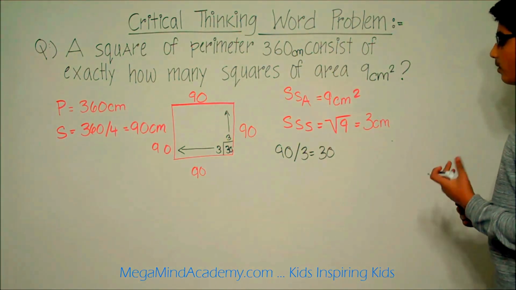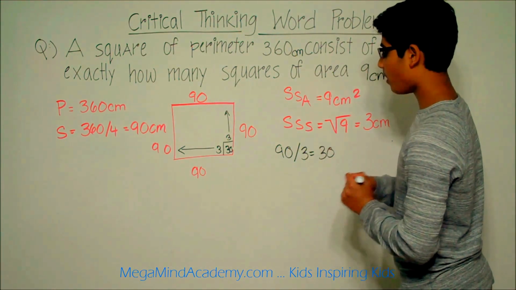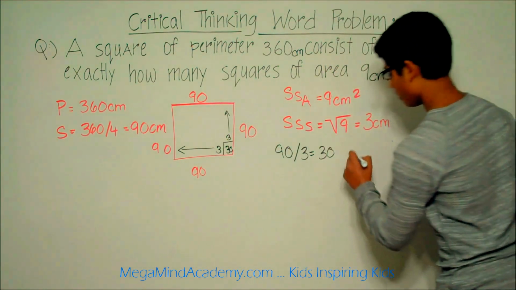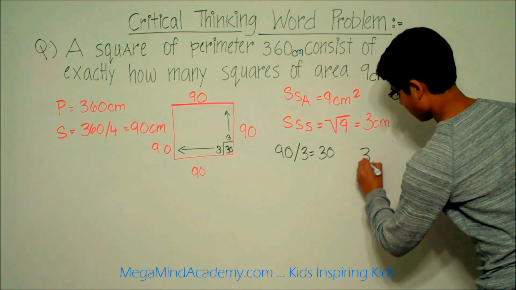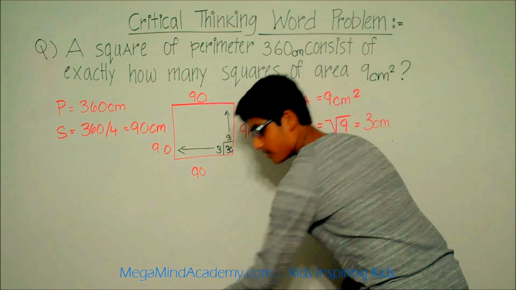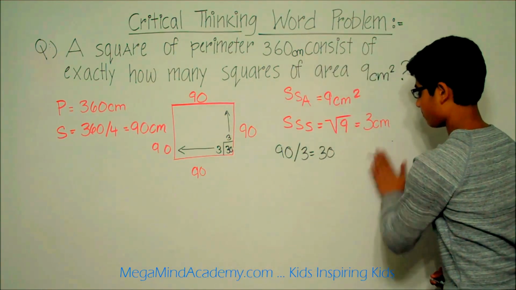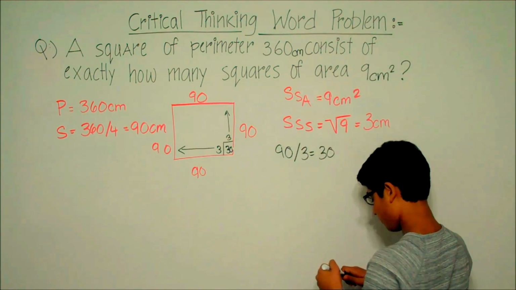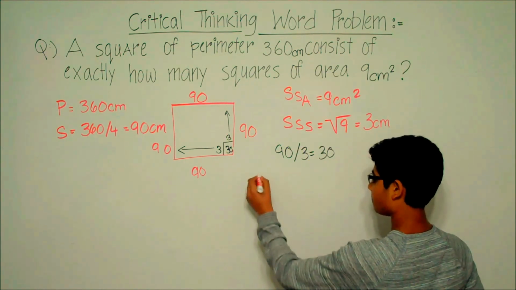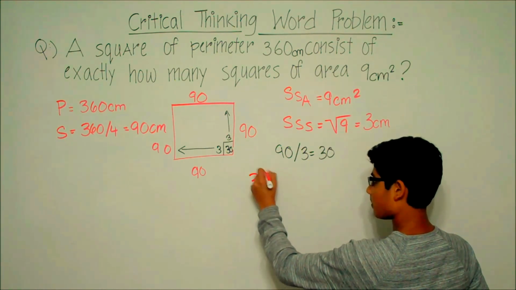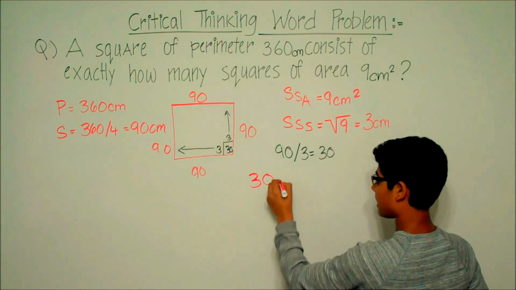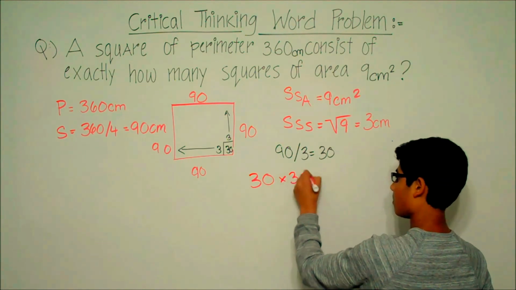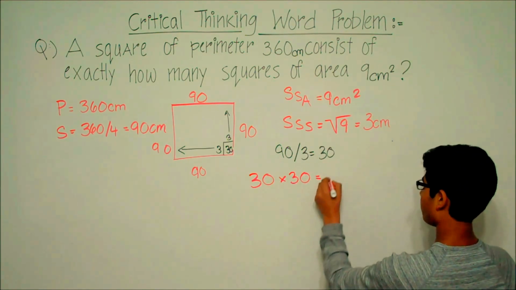So now we have to find out how many small squares can fit in this large square. To do that, we have to do 30. Let's do this in red. We have to do 30 that can go on this side times the 30 that can go on that side. This is equal to 900.